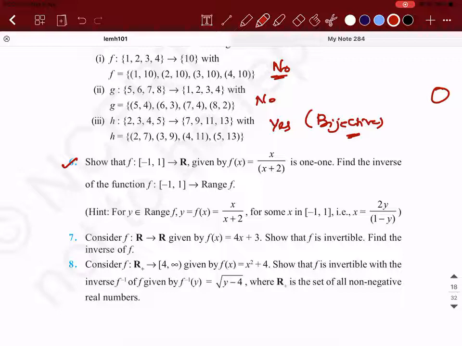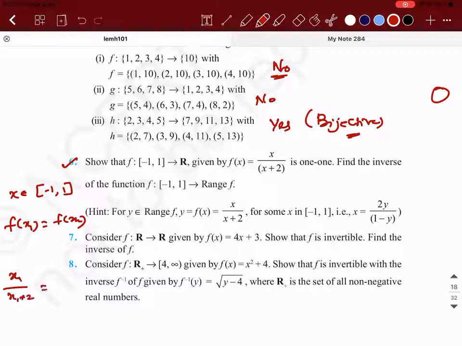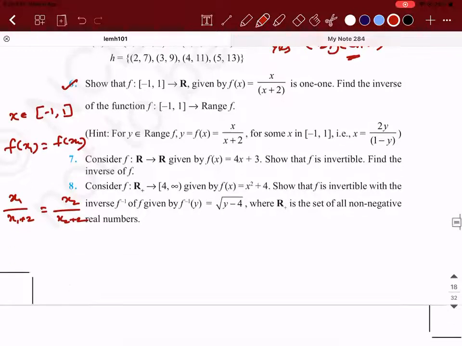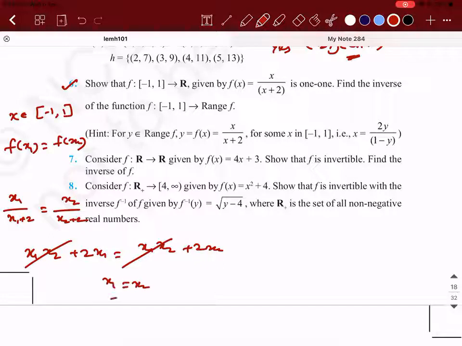For some value of x1 comma x2 that belongs to -1 to 1, what will happen? F of x1 is equal to f of x2. So you will have x1 divided by x1 plus 2 is equal to x2 divided by x2 plus 2. So x1 x2 plus 2x1 is equal to x1 x2 plus 2x2. x1 x2, x1 x2 gone. 2x1 is equal to 2x2, x1 is equal to x2. Correct?